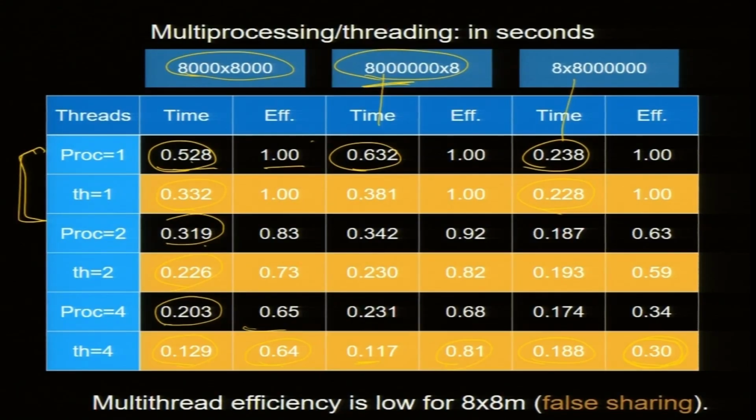So, why is it bad? We discussed 8 by 8 million: it is because of false sharing, the cache issues. False sharing creates problems, and it is going to happen for multithreading too. So, when you write your code, do not use a configuration like this. Okay. So, when you divide your data, just be careful.